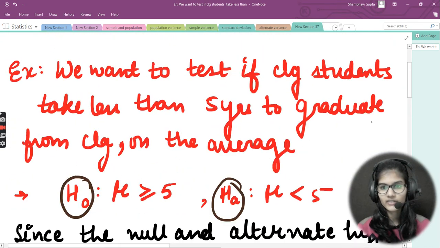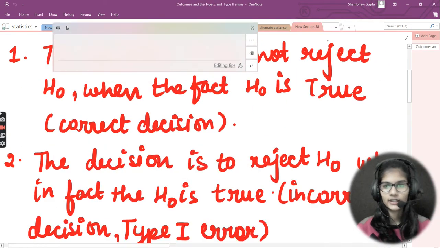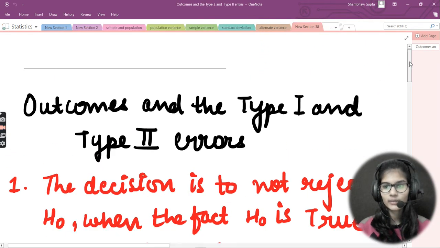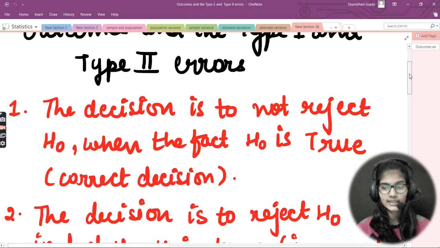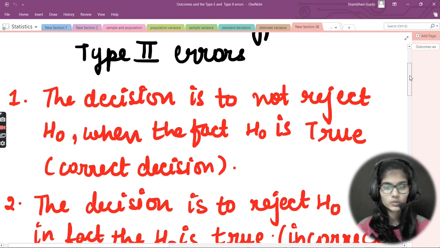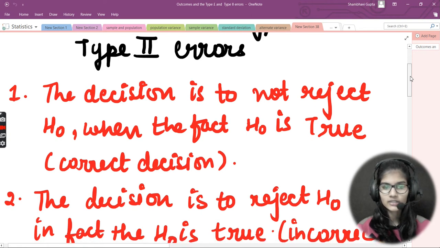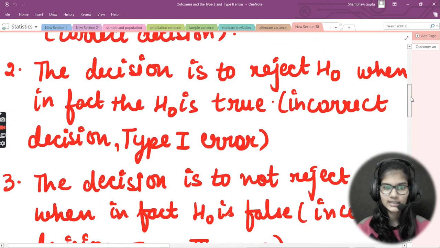Other than that, if I move on to the last section here, basically we were discussing H naught and HA, right? We were discussing what the correct case is and what the wrong case is. In that we got to know that if the decision is to not reject H naught, that is the null hypothesis, when in fact H naught is true, so when the null hypothesis is true and you are not rejecting it, you are making a correct decision.